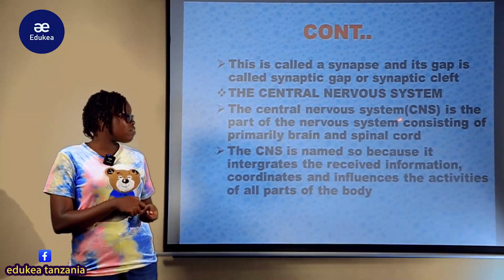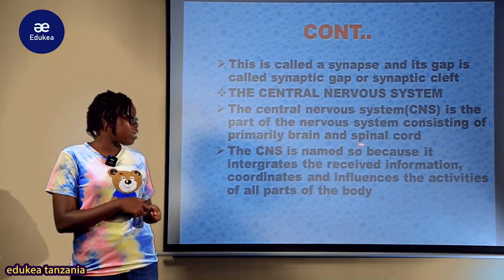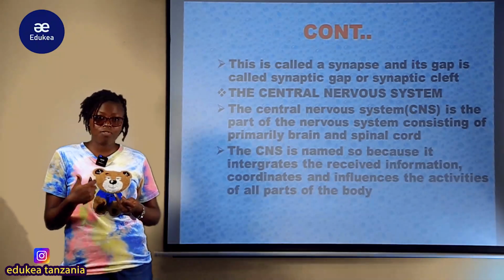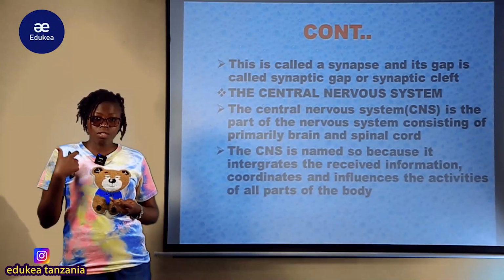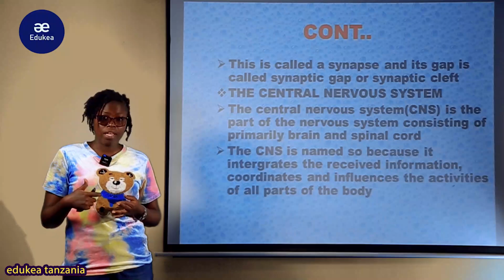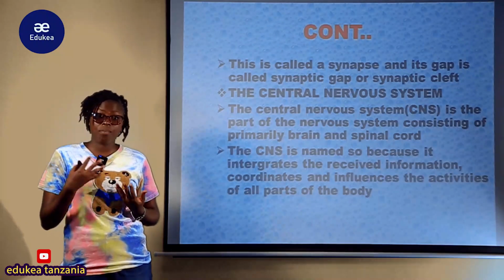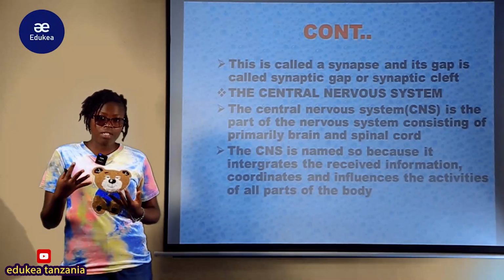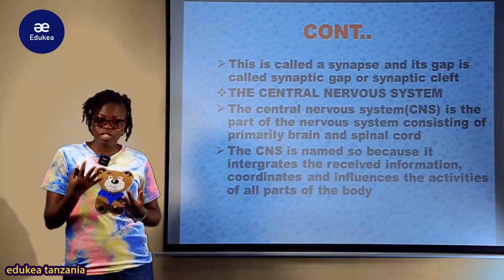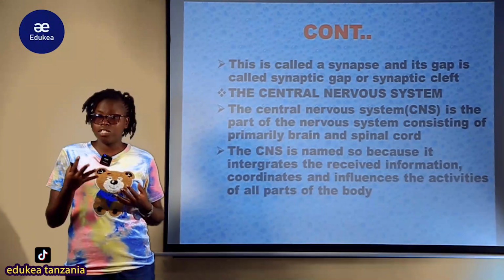is the part of the nervous system consisting of primary brain and spinal cord. So this is a part of the nervous system that contains primarily the brain pamoja na spinal cord. So the central nervous system is made up of the brain pamoja na spinal cord. Kwa hiyo utakapouliza kwamba mention the parts of the central nervous system ni hizi main two.